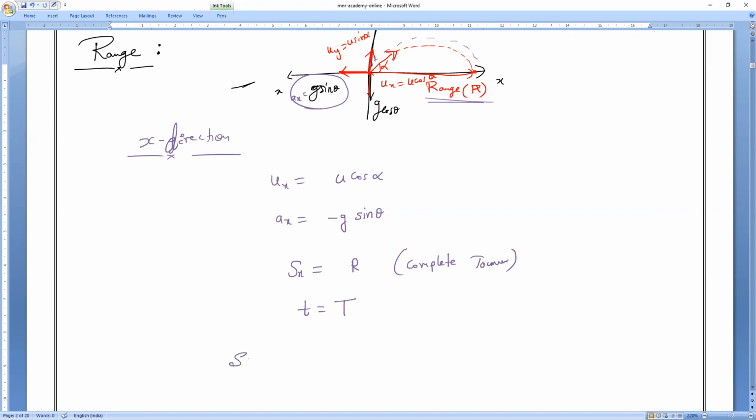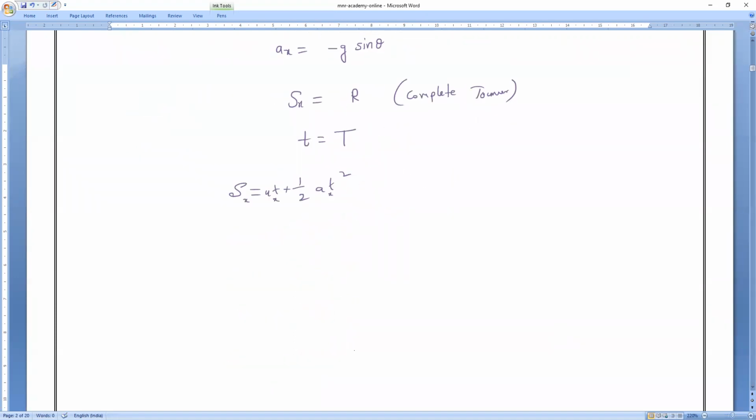So which equation can we apply? s equals ut plus half a t squared, with subscript x: sx, ux, ax. Tell me the values one by one. You should speak, why should I teach? Show some interest. Continue from here step by step, everyone.